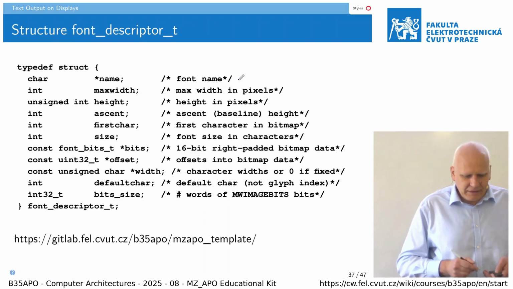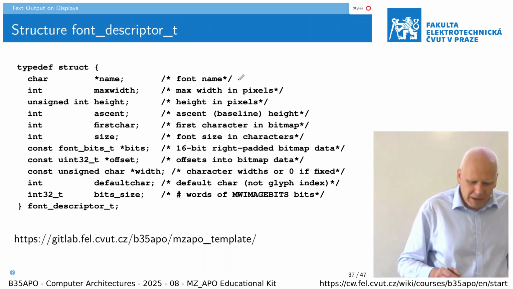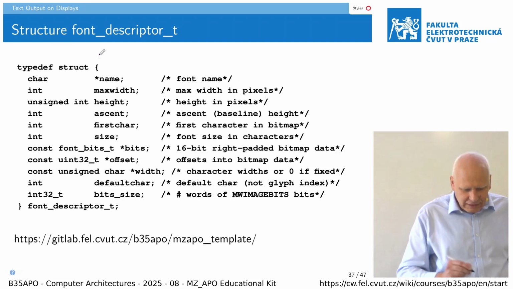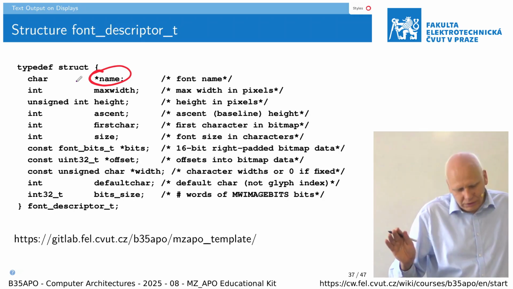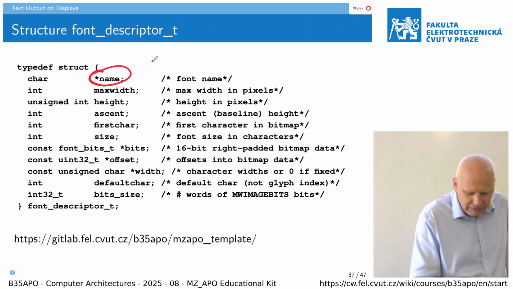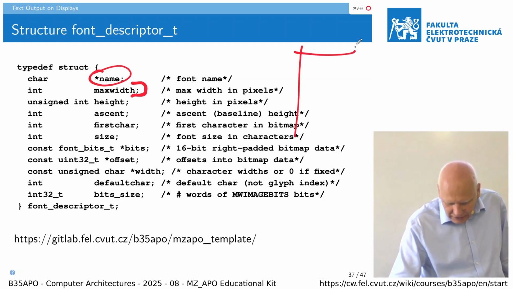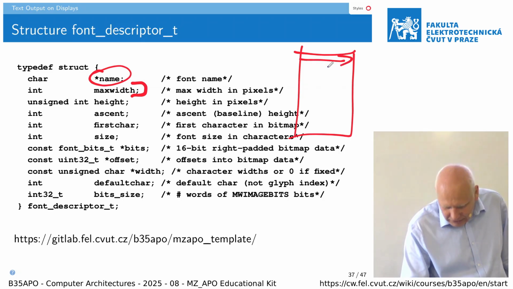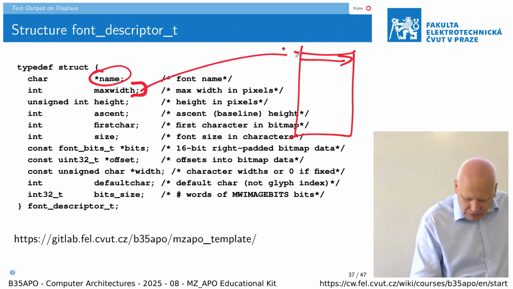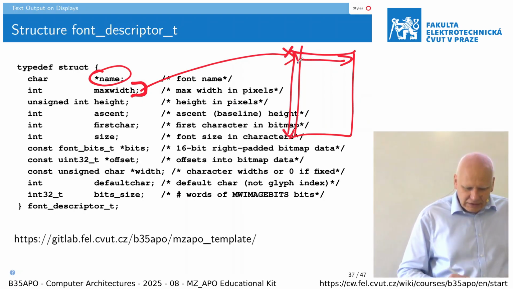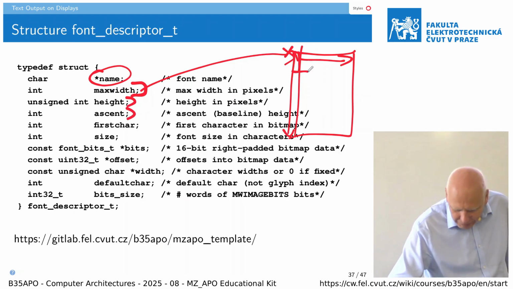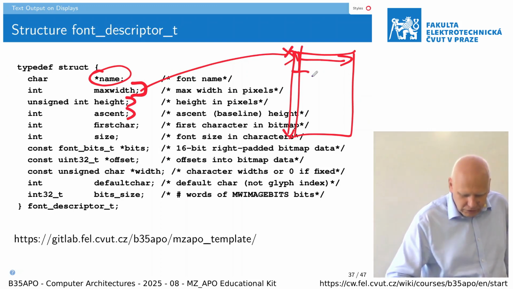And the actual font is described by this descriptor, which starts with a pointer to the name. Okay, you do not need to care about it, but there is a name. Then there is the maximum width of the character. So the character has some maximal width, which is this. Then there is the height of the character. This is constant for all characters. Then the ascent, so basically how many pixels are for the acutes and so on.